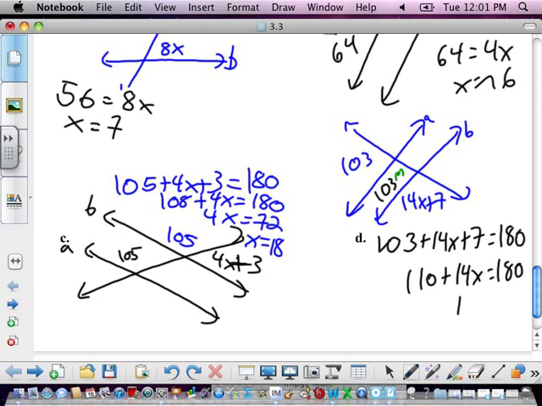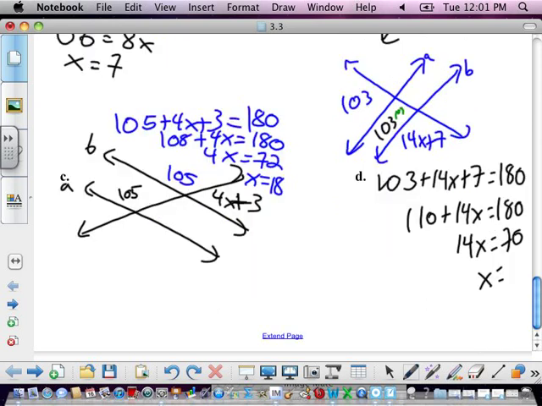What's 70 divided by 14? Are we guessing? Go get my calculator. You got 70. How many times does 14 go into it? 5 times 4 is 20. 5 times 1 is 5, 6, 7. Yes. X equals 5.